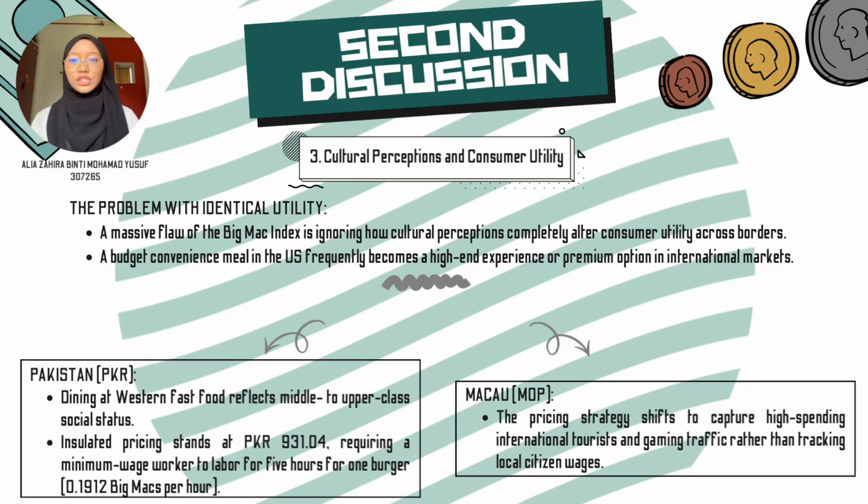The next one is the cultural perceptions and consumer utility, where the problem with identical utility is the massive flaw of the Big Mac index: ignoring how cultural perceptions completely alter consumer utility across borders. The premium status symbol in Pakistan: dining at Western fast food reflects middle to upper class social status. Insulated pricing stands at PKR 931.04, requiring a minimum wage worker to labor for 5 hours for one burger, which is approximately 0.1912 Big Macs per hour.